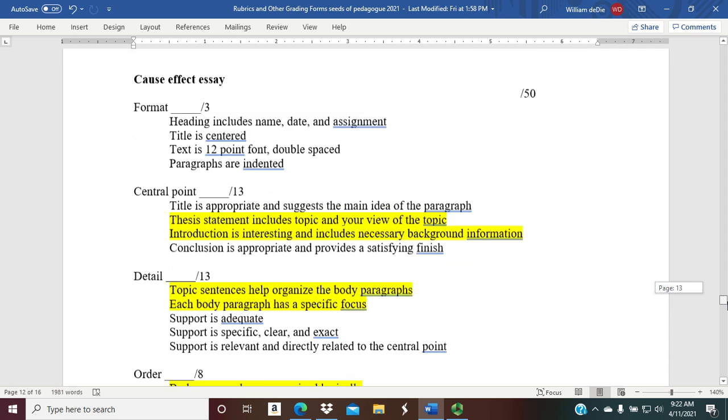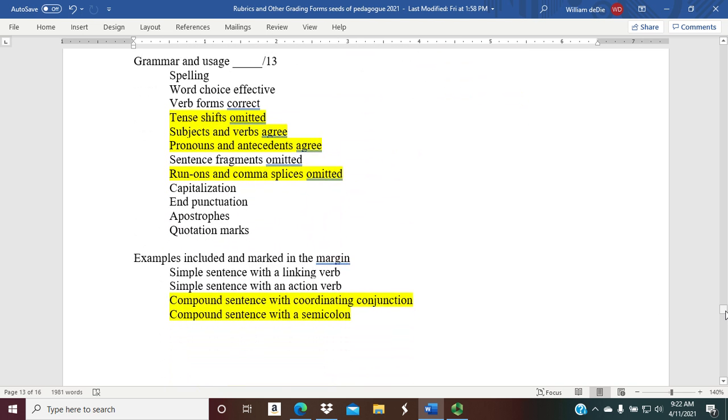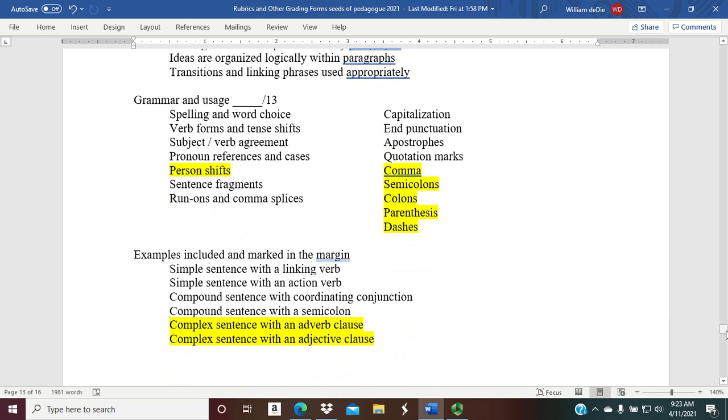The next paper adds to the central point in details and order because we are now growing into a paper that has multiple paragraphs with an introduction and conclusion. And you'll notice that we add more grammar, the tense shifts, subject and verb agreement, pronoun antecedent agreement, and the elimination of run-ons and comma splices. And we're also asking students to highlight two more sentence types, the sentence with coordinating conjunction and the sentence with semicolon. For the next paper, you'll notice more grammar and more sentences have been added.